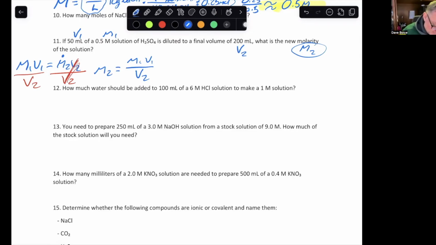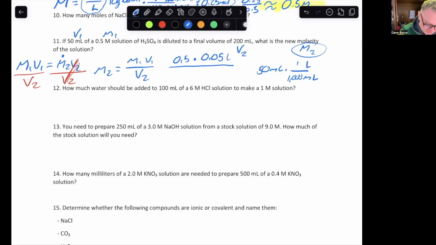So M1, is that good? It is. So we can put 0.5 times, and my V1 is 50 milliliters. Is that going to work? No, it is not. So let's go ahead and figure this out. 50 milliliters, bring our unit down, and what we want, and 1 liter is equal to 1,000 milliliters. And so if I divide 50 divided by 1,000, that comes out to 0.05 liters.